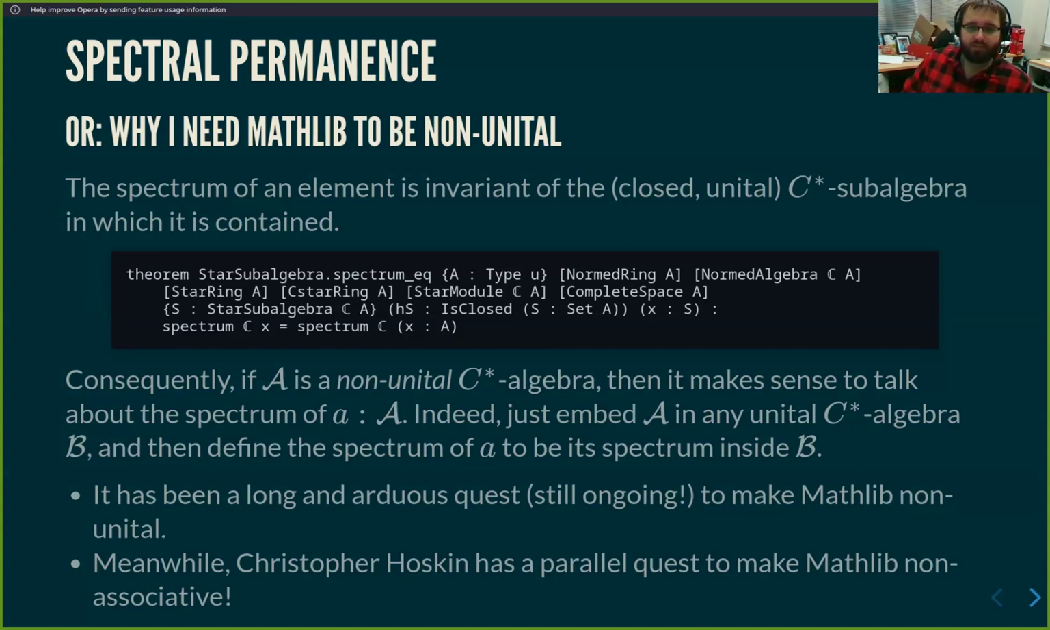Okay, so it's been a big quest to make Mathlib non-unital, and meanwhile, Christopher Hoskin has had a parallel quest in which he's trying to make Mathlib non-associative. If you haven't seen that, he's been working very hard doing that, and the PRs get a lot of comments, and it's challenging. So I want to compliment him on that.